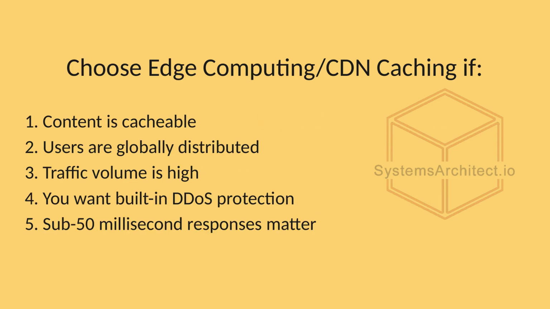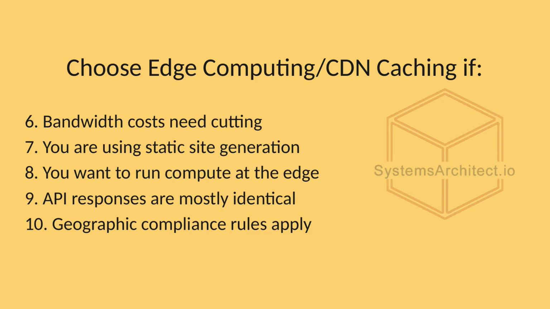1. Content is cacheable. 2. Users are globally distributed. 3. Traffic volume is high. 4. You want built-in DDoS protection. 5. Sub 50 millisecond responses matter. 6. Bandwidth costs need cutting. 7. You are using static site generation. 8. You want to run compute at the edge. 9. API responses are mostly identical. 10. Geographic compliance rules apply.